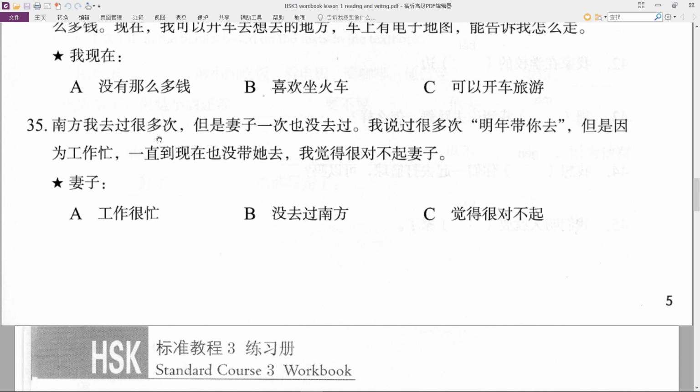南方我去过很多次, 南方, southern part, 我去过, have been to, 很多次, many times, 但是妻子一次也没去过, 但是, but, 妻子, wife, 妻子 means wife, 一次也没去过, even one time, haven't been to, so haven't been there even one time. 我说过很多次, I have said many times. So here we have 次, many, use 次 a lot. 明年带你去, next year take you to go.